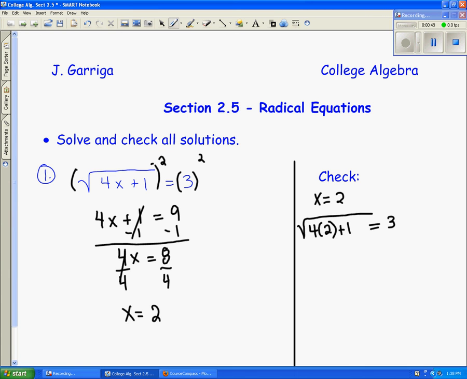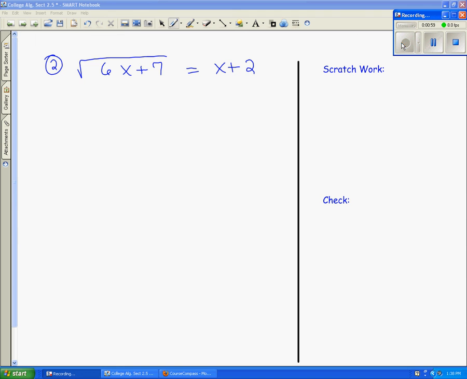And so that's going to be 4 times 2 is 8, plus 1 is 9. The square root of 9 is 3. 3 equals 3, so we check that solution checks. In number 2, we're going to do the same concept.